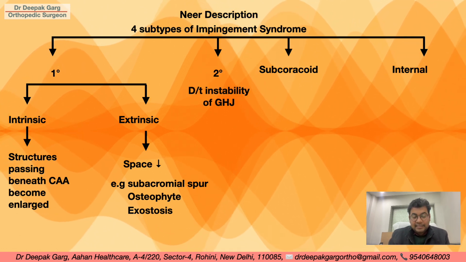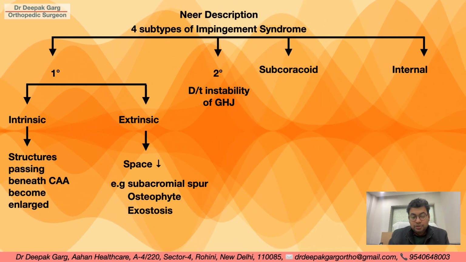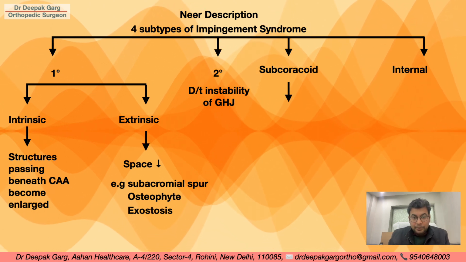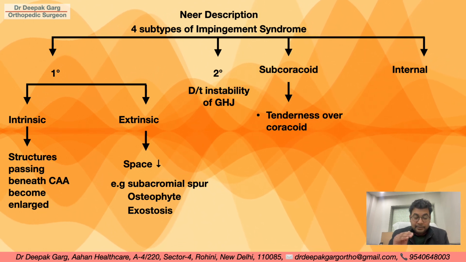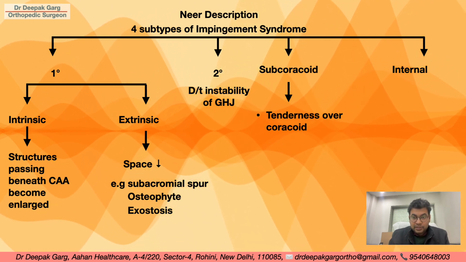Then what is secondary impingement? Secondary is due to glenohumeral joint instability. When subcoracoid impingement is present, there will be tenderness over the coracoid.